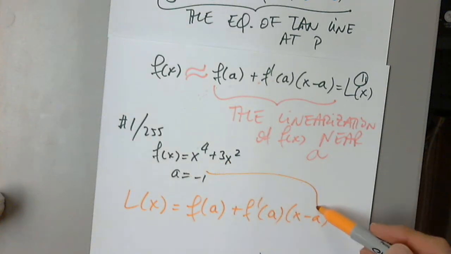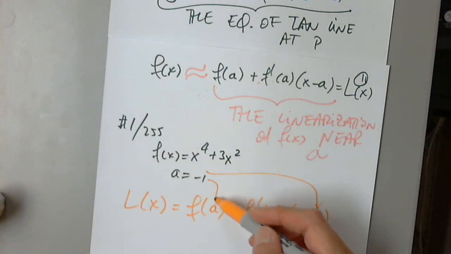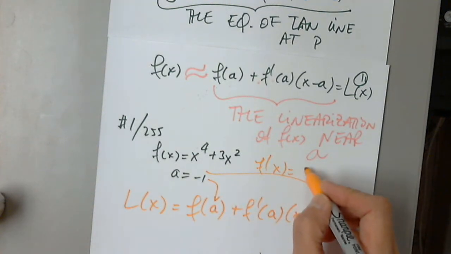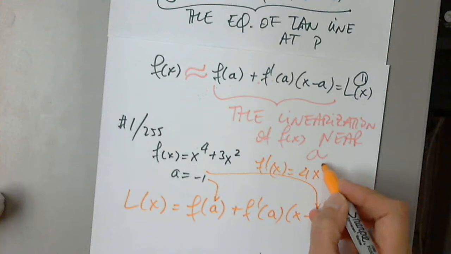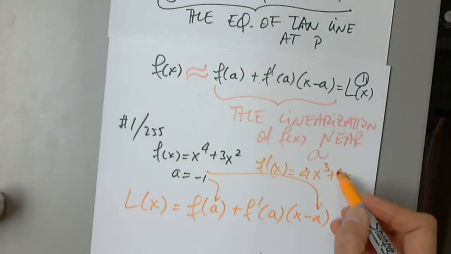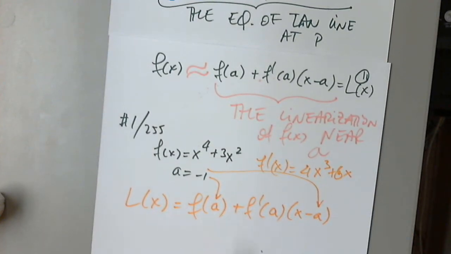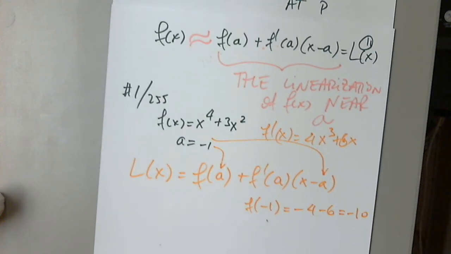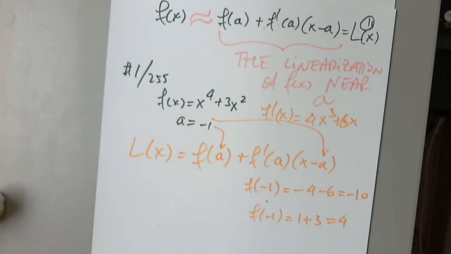So a here will be -1, and I have to find f prime of x, which is 4x to the third plus 6x, and I have to plug in -1. So f prime of -1 is -4 minus 6, -10. How much is f of -1? So it's 1 plus 3, which is 4. I found all the information I needed.